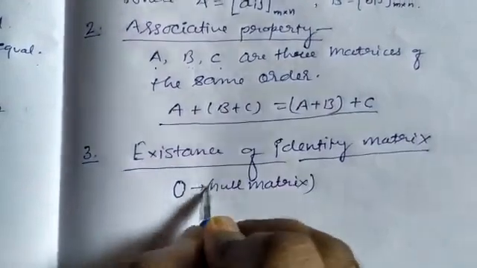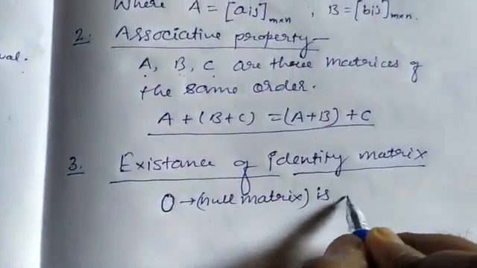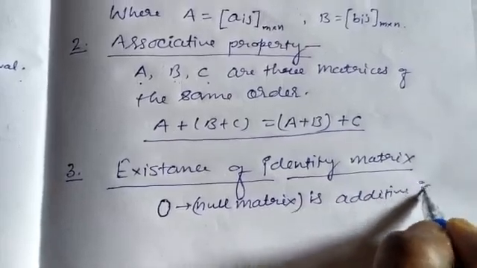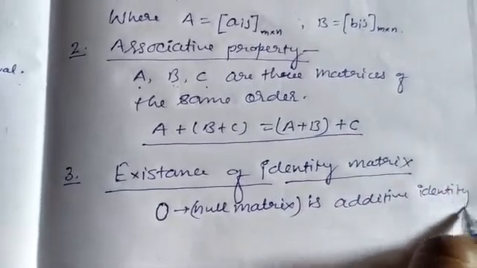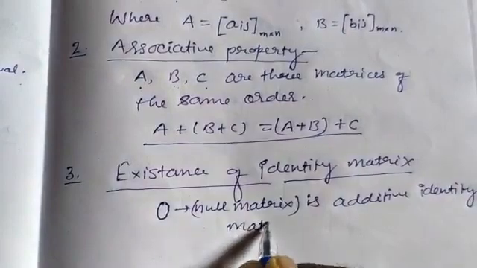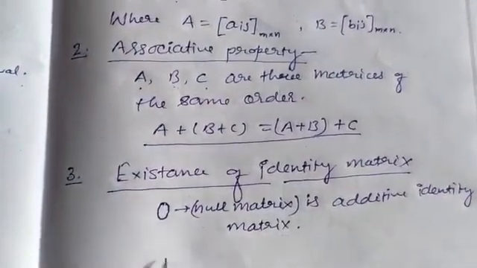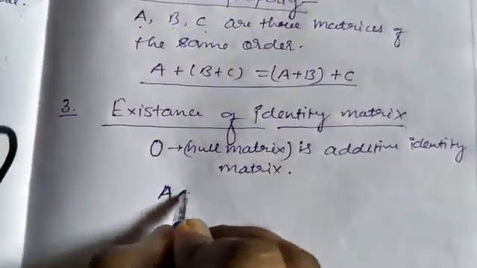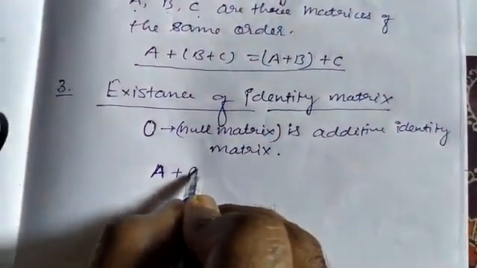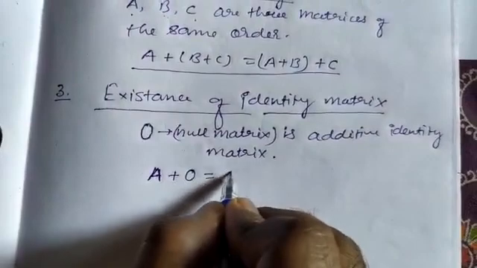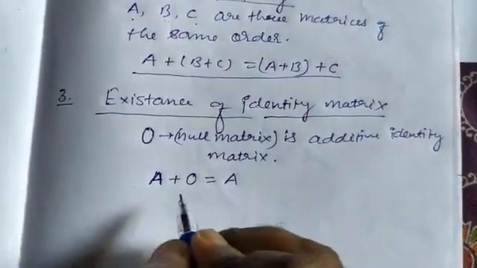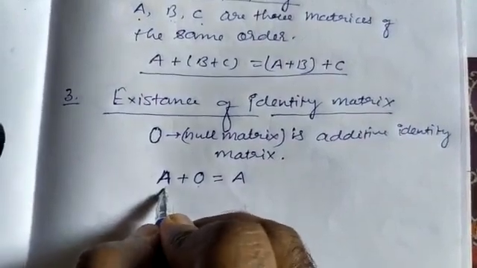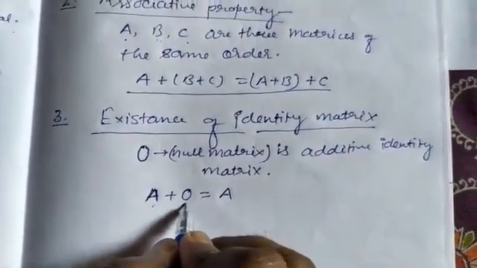The null matrix is the additive identity matrix, because if you add the null matrix with any matrix, null matrix means O, then you will get the same matrix: A plus O equals A, where A is any matrix, and O is the null matrix of the same order.